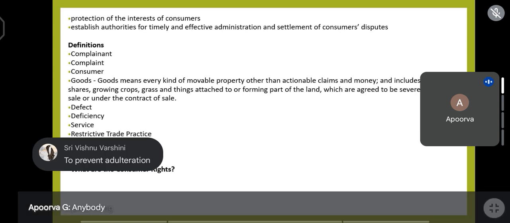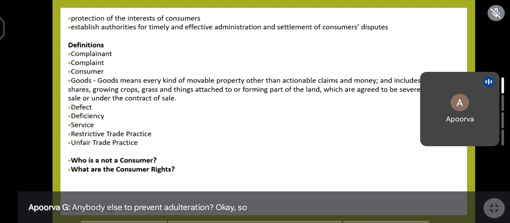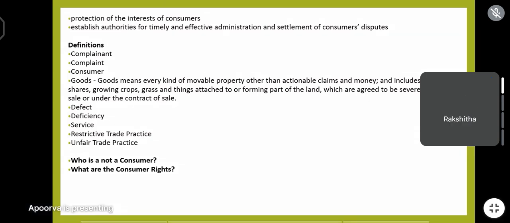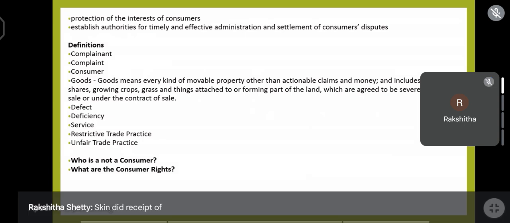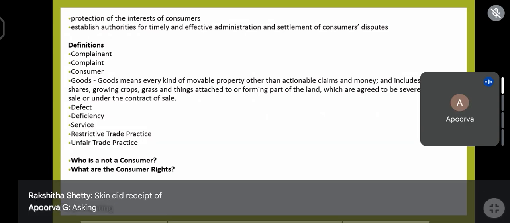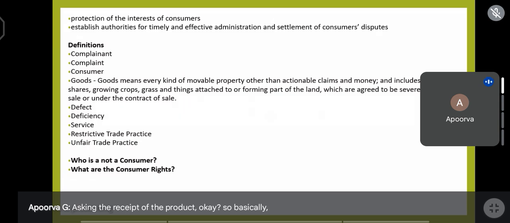Anybody else? To prevent adulteration. Okay, so basically, get good quality of products. Asking for the receipt of the product. Okay. So basically, you need a proper receipt.